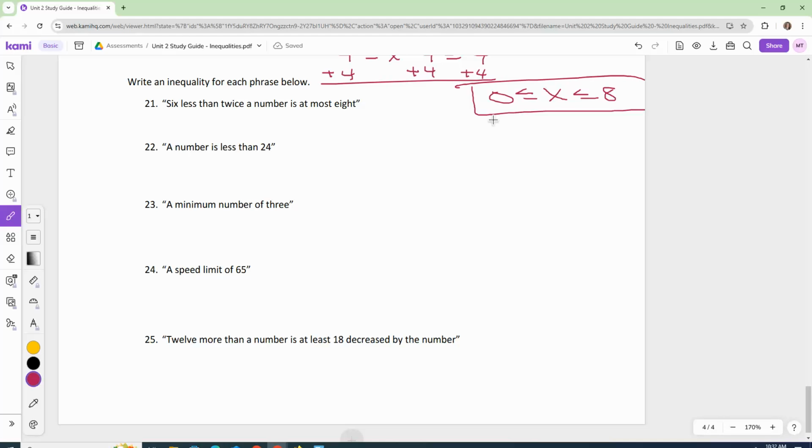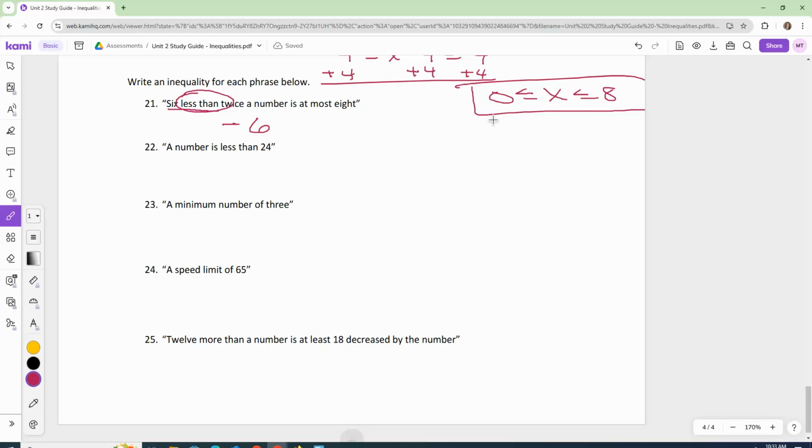These last ones, we are not solving anything, we are just writing an inequality. So, who wants to help me out with number 21? All right, Esther. 6 less than. What does less than mean? Subtract. And is it 6 minus or minus 6? Minus 6. Yeah, less than is one of those turnaround phrases. So we do something minus 6.